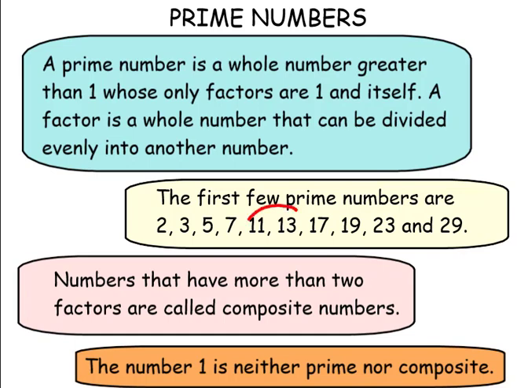So you notice there's no 12 here. 12 is considered to be a composite number. You could multiply 1 by 12, but you could also do 2 and 6, and 3 and 4. So numbers that have more than 2 factors are called composite numbers. The number 1 is neither prime nor composite.